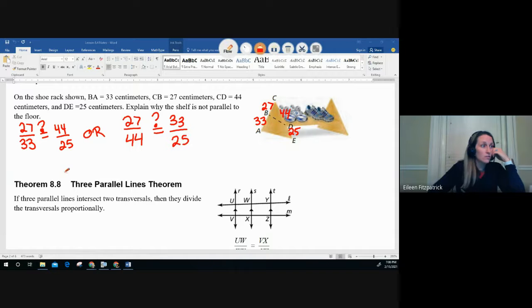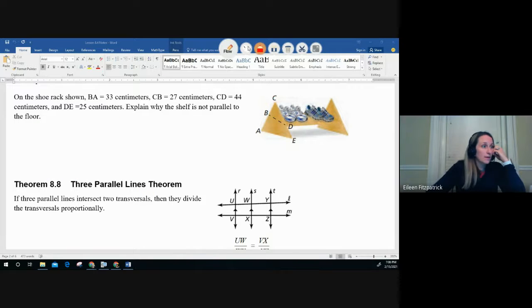So if you simplify, and it doesn't matter to me which ratios you use, I think I did this first one in my notes. I simplified to 9 over 11, and then the other one doesn't simplify. So I can see that they are not equal. Therefore, I know that BD is not parallel to AE because the sides are not proportional. Okay.